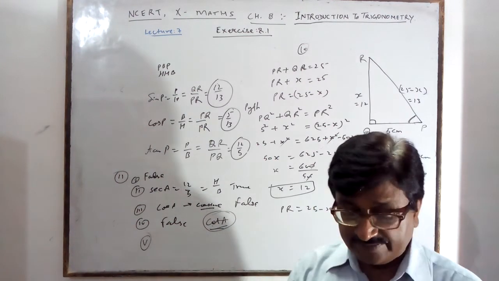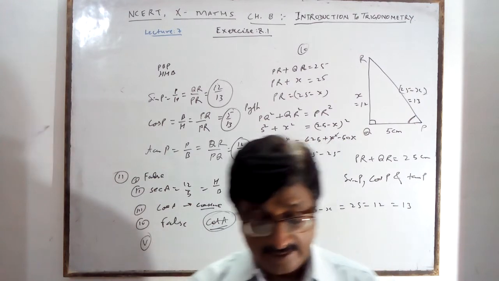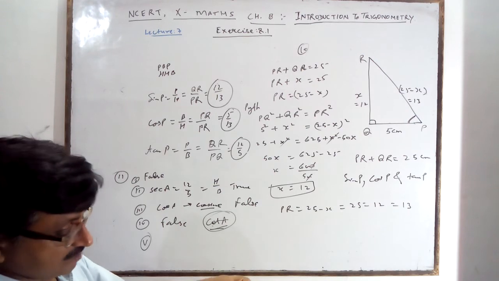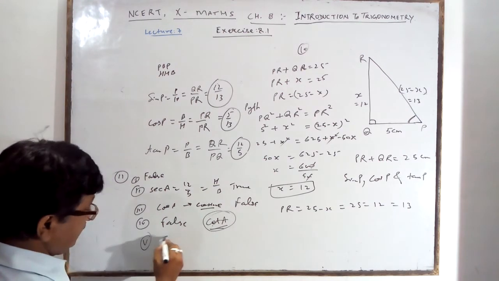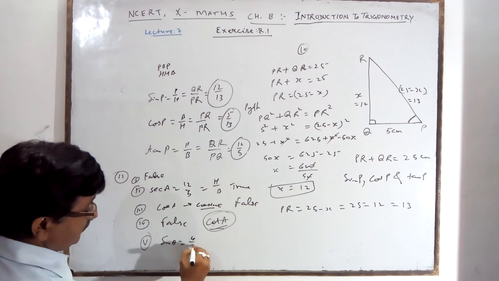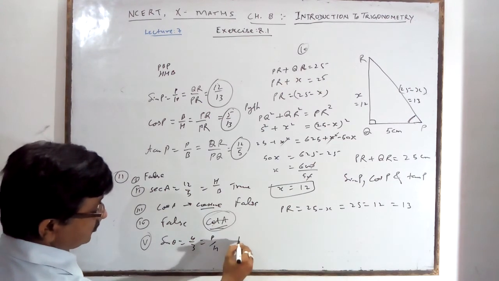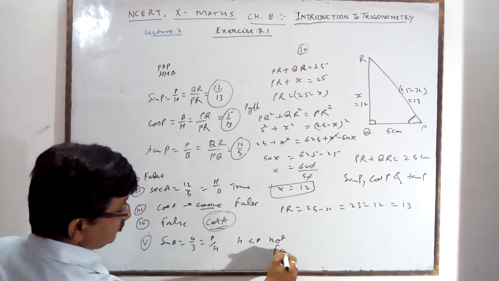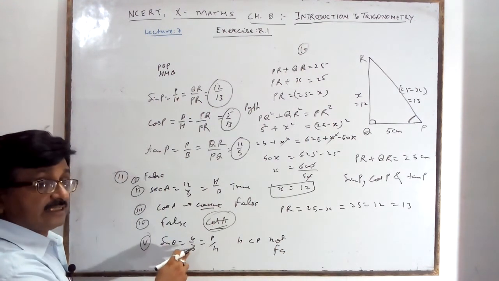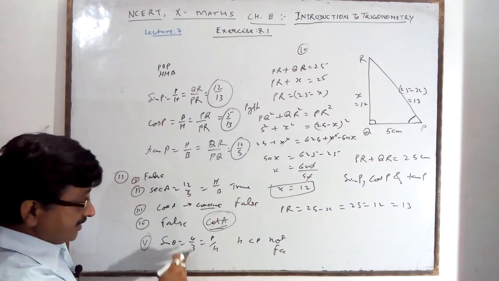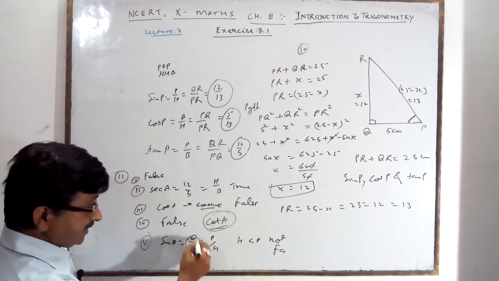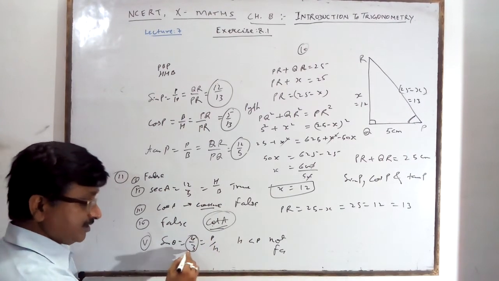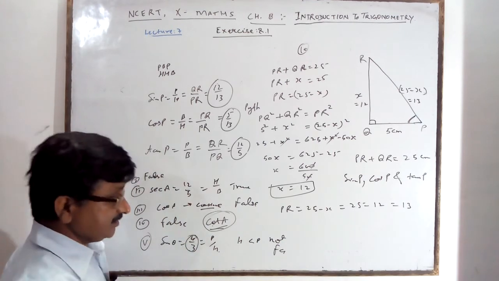And the fifth part is given. Fifth and last part: sin theta is 4 by 3 for some angle. Sin theta is 4 by 3, that is P upon H. So H is here less than P, not possible. So it is also false. Hypotenuse is the longest side in the right angle triangle. So that's why it is also false. So you will check from here: perpendicular upon hypotenuse. Here perpendicular is 4, hypotenuse is 3. So it is also false.